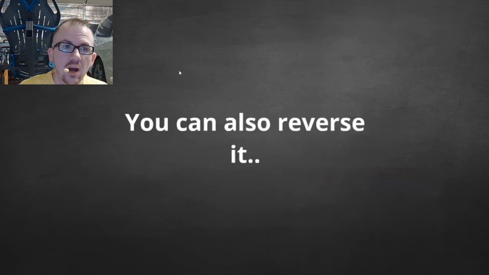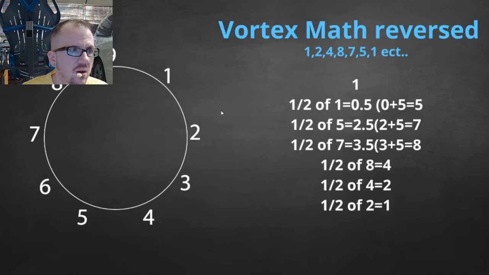All right. Now, I said that you could double it. I said that you could also reverse it. All right. Half of 1 is 0.5. Well, there's your 5. Half of 5 is 2.5. 2 plus 5 equals 7. There's your 7. Half of 7 is 3.5, and 3 plus 5 equals 8. Half of 8 is 4, half of 4 is 2, half of 2 is 1. There it is again. 1, 2, 4, 8, 7, 5, 1.